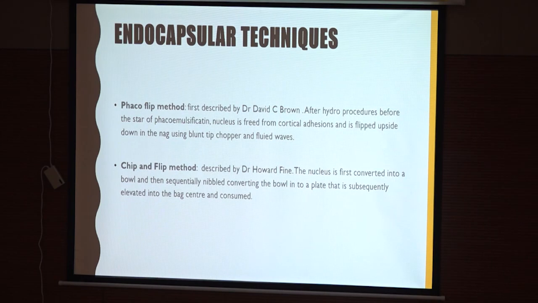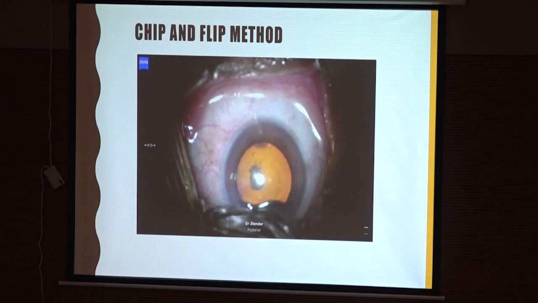And chip and flip method, what will we do? We will take the central, relatively hard part with the phaco probe, then the remaining epinucleus plate and peripheral nucleus will be flipped. So I will show this chip and flip method in the next video.